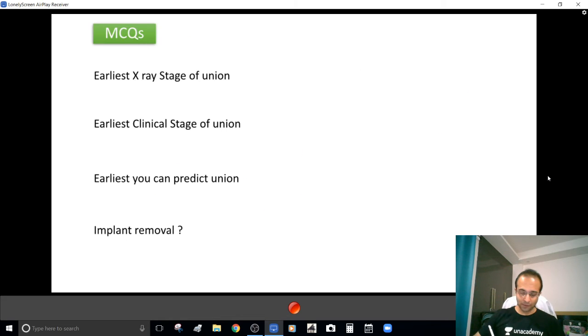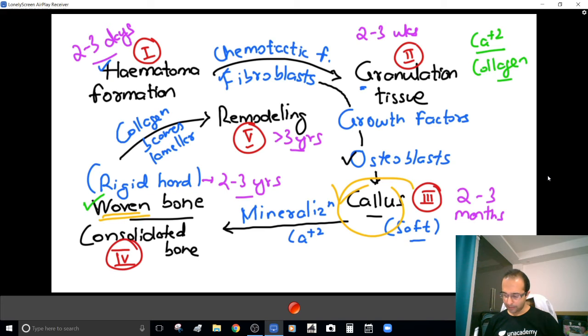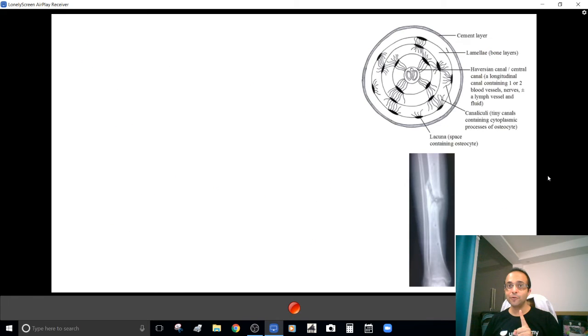In fact, you can note down with me a few MCQs. The earliest X-ray stage of union, callus formation. That is the earliest X-ray change that comes up when a fracture heals, callus formation. But mind you, I told you myself only that callus is a soft structure. So even if callus is there, you can have movement at the fracture site. The fracture can move. So it is woven bone, that is rigid hard, where the fracture does not move.